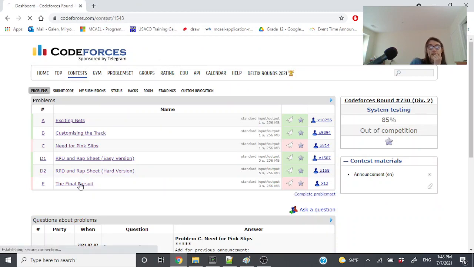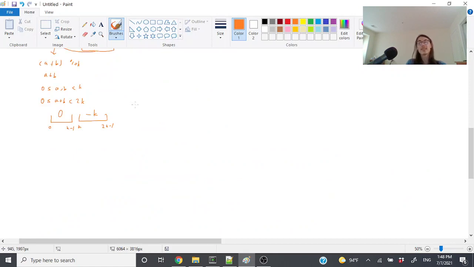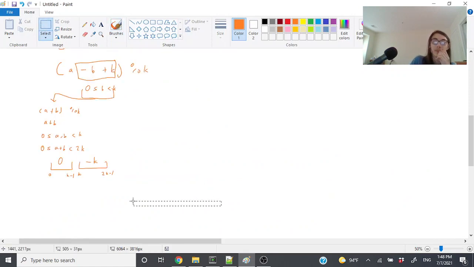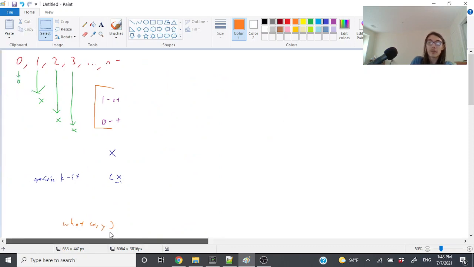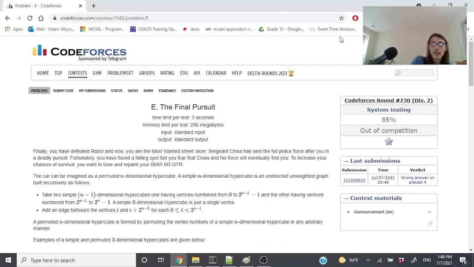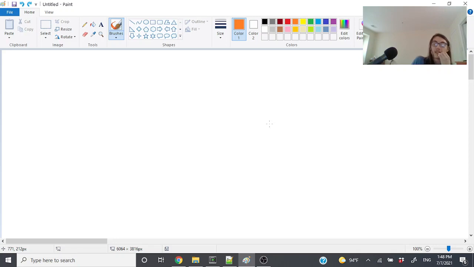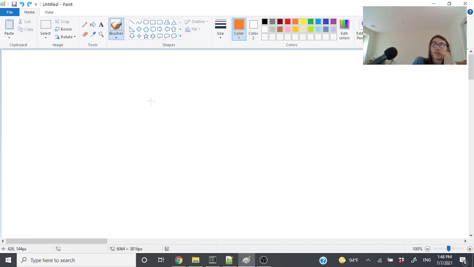So that leaves E. By looking at some of the solutions of people on my friends list, I figured out what the solution is. I don't have a proof for it, so I can't justify it that well, but I can just present what it is and explain it. So we have a permutation. We need to turn that permutation into a hypercube.